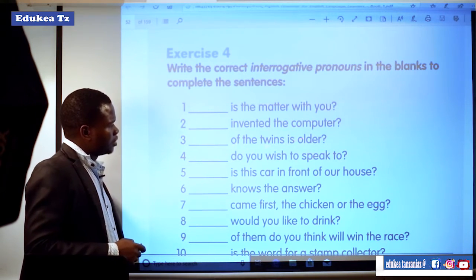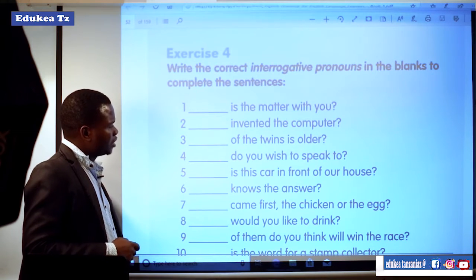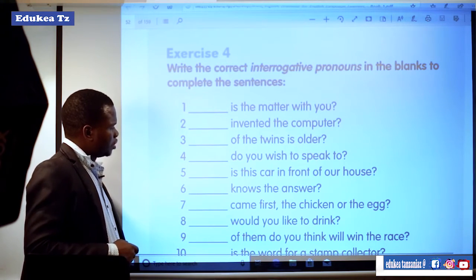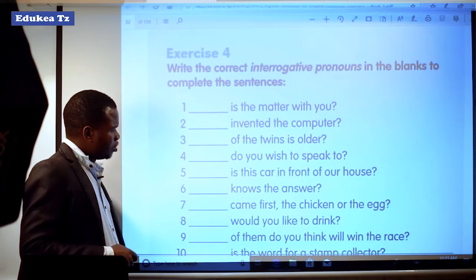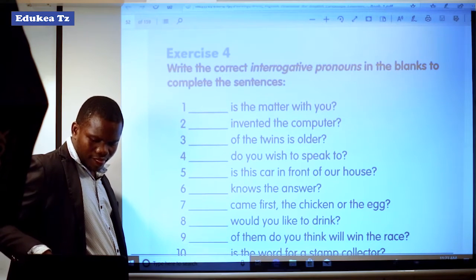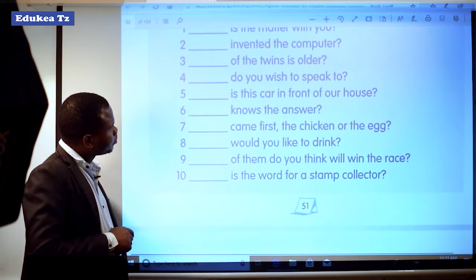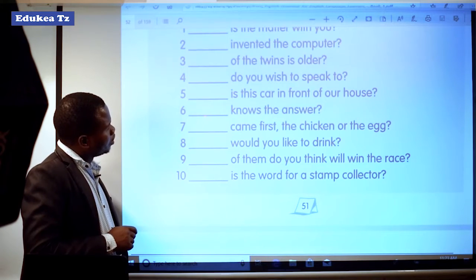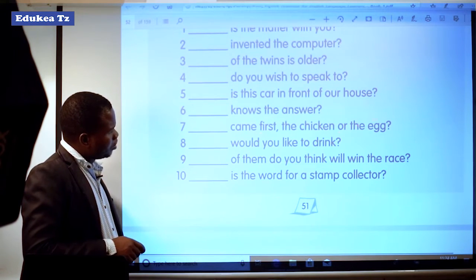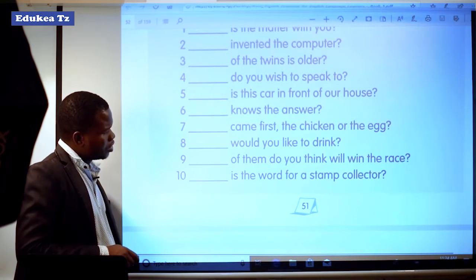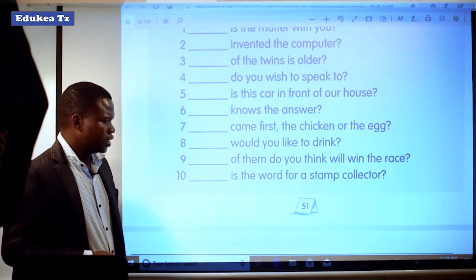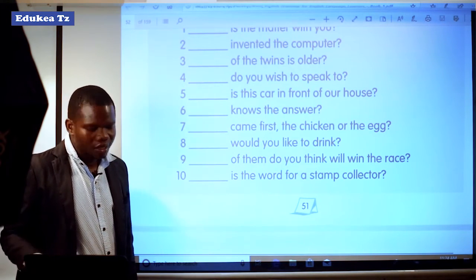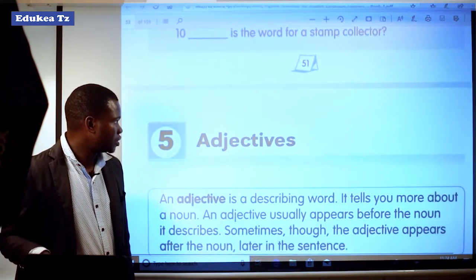Which of the twins is older? Whom do you wish to speak to? Whose is this car in front of our house? Who knows the answer? Which came first, the chicken or the eggs? What would you like to drink? Which of them do you think will win the race? What is the word for a stamp collection? So these are our tasks or exercises that we are supposed to do.